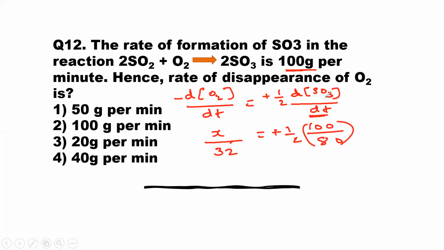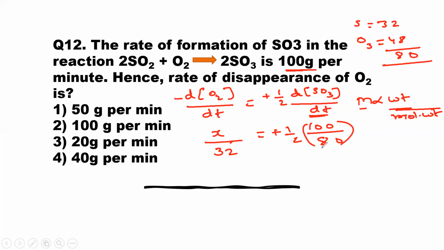How did we get this? Because concentration, molarity, is proportional to weight by molecular weight, because it is proportional to number of moles. Since concentration is not given, we have to take weight by molecular weight into consideration. So the weight of sulfur trioxide is 100, given, and the molecular weight we already know: sulfur is 32, oxygen is 16, and 3 oxygens are there, so 48. So 32 plus 48 is equal to 80. So the molecular weight of sulfur trioxide is 80.